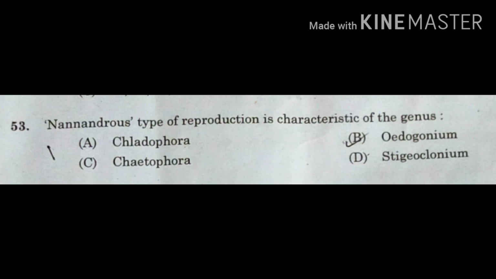Remember, nannandrous type of reproduction is a type of reproduction in which the male sex organ, namely antheridium, is produced on dwarf filament, whereas the female sex organ, namely oogonium, is produced on a normal sized plant body or filament, whether in monoecious or dioecious condition. What do you mean by macrandrous type of reproduction? It's a type of reproduction in which both the male and female sex organs, namely antheridium and oogonium, are produced on the same sized filament or plant body, whether in monoecious or dioecious condition. So now I think you got the correct answer for this question, that is option B, Oedogonium.